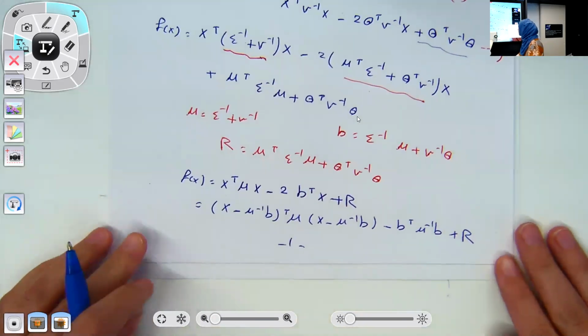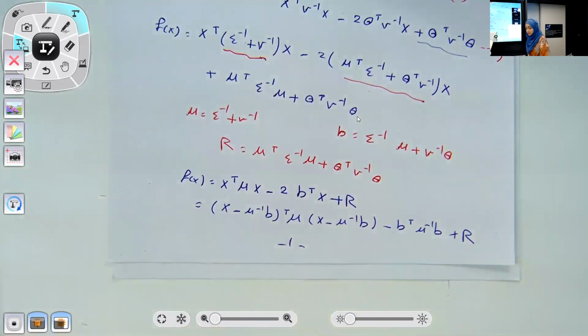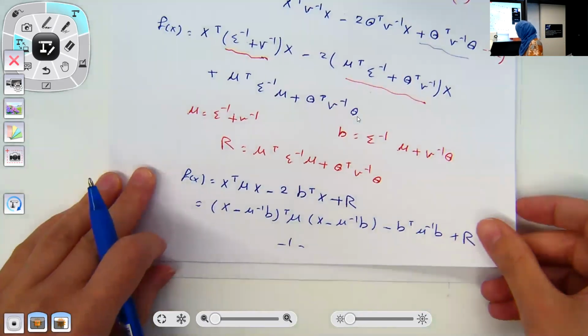Okay, so this is the sum of two quadratic forms. If you have two quadratic forms, we can add them together and find just one form. Okay, this is for part E.